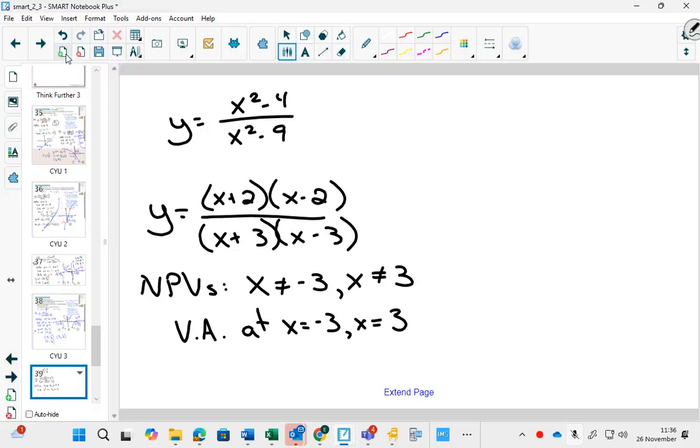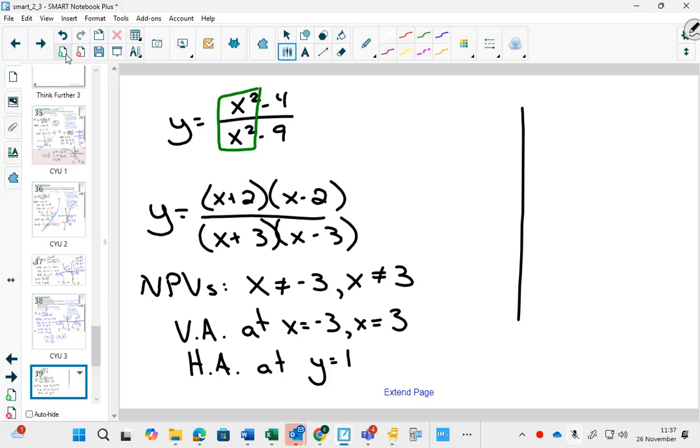Next, what group is this? Is this oblique asymptote or horizontal asymptotes? Group 2, we're the same degree on the top and the bottom. If it's the same degree on the top and the bottom, you look at the highest degree, which is your x squareds, and look at your numbers in front. We have 1x squared over 1x squared. So your horizontal asymptote, 1 over 1, is just at y equals 1. You can start the graph.